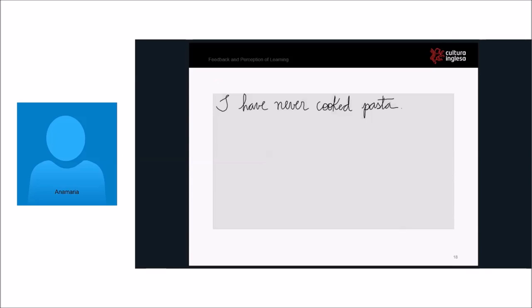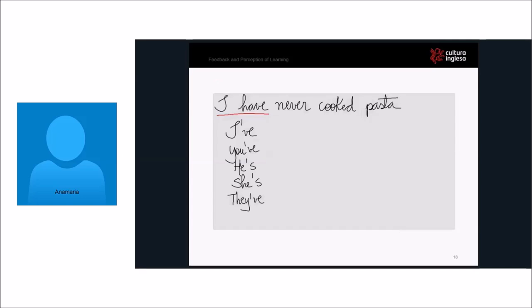I've never cooked pasta. Then I asked them to read it out, and then I underlined it. I asked them, this sounds a bit artificial. How can you sound more natural? A couple of students came up with the contracted form. I wrote it down. This was followed by quick practice, some drilling, and then drilling in groups, just with a substitution drill.